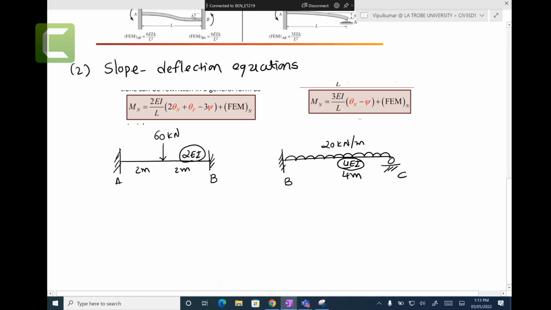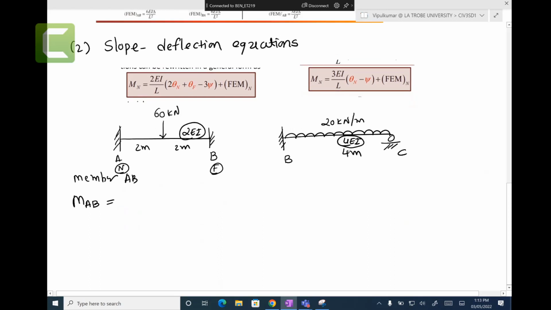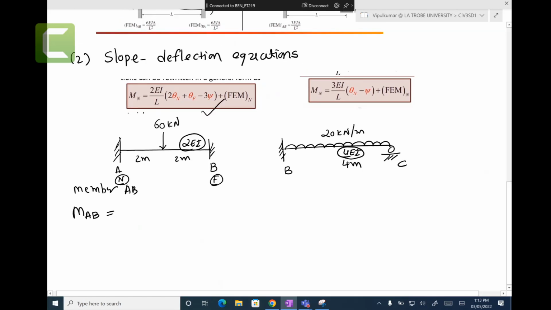Right. Now, these first equations are used when your far node is fixed. So every member, let's say member AB, has two equations. MAB equal to. So in MAB, A is a near node or near joint, and B is a far node. You always look for the far node. If the far node is fixed, you can use these equations. If the far node is pin or roller, you can use the second equation. That's the only difference. You always look at the far node.